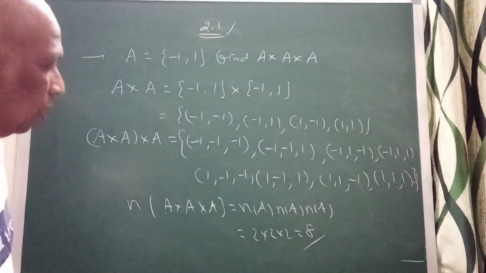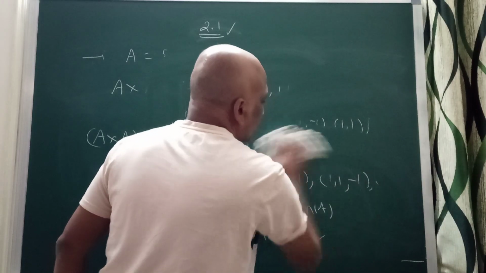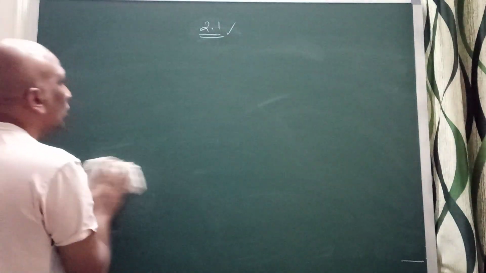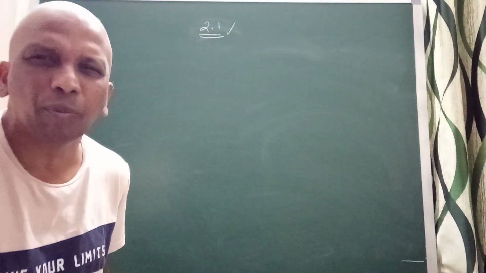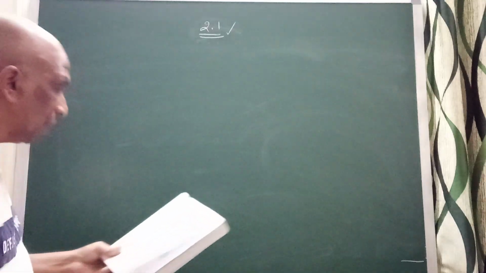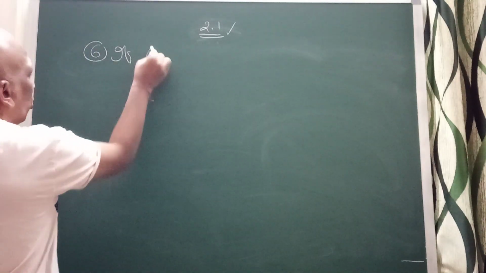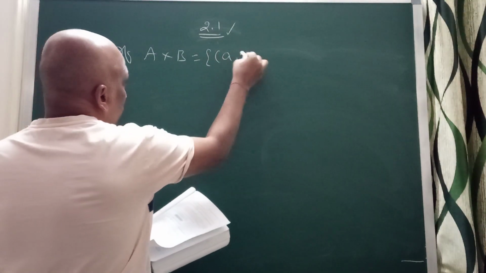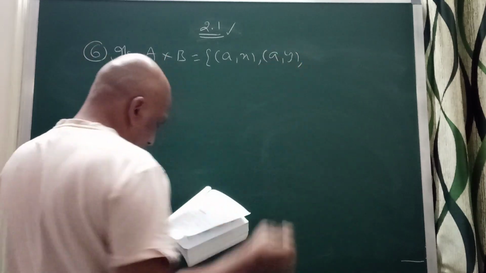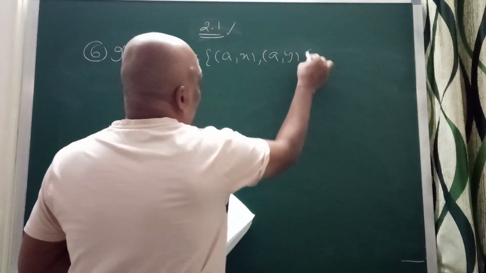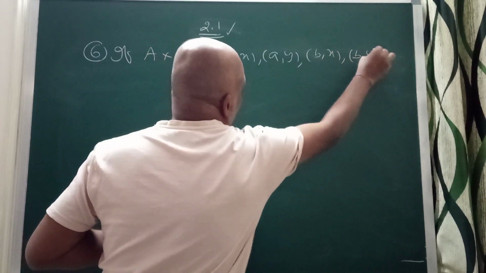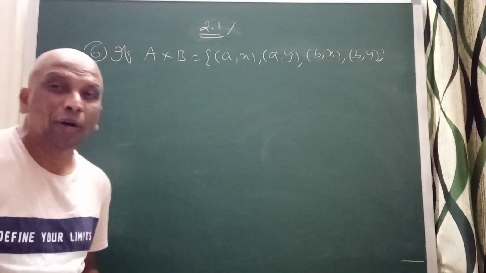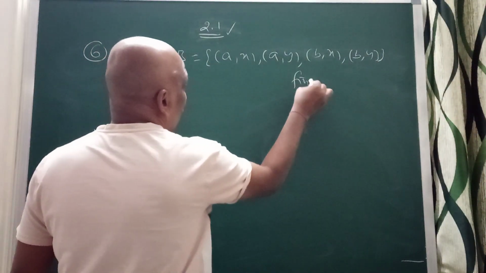Now coming to the sixth problem. Just look into the sixth problem. It's a very simple problem. If A cross B is equal to the given set of AX, AY, BX, BY, then they're asking to find A and B.